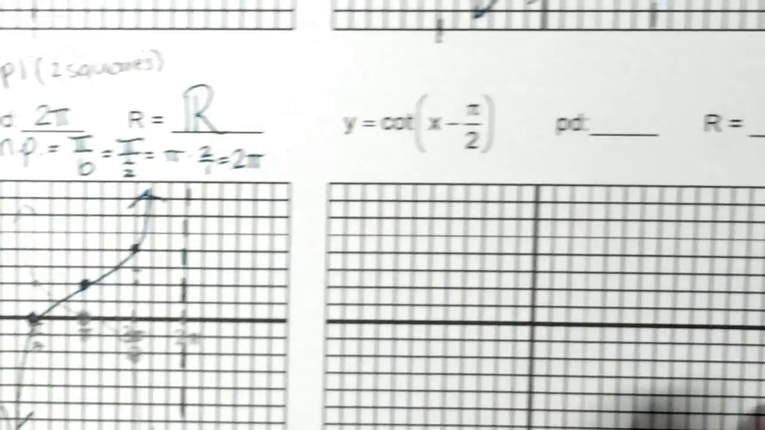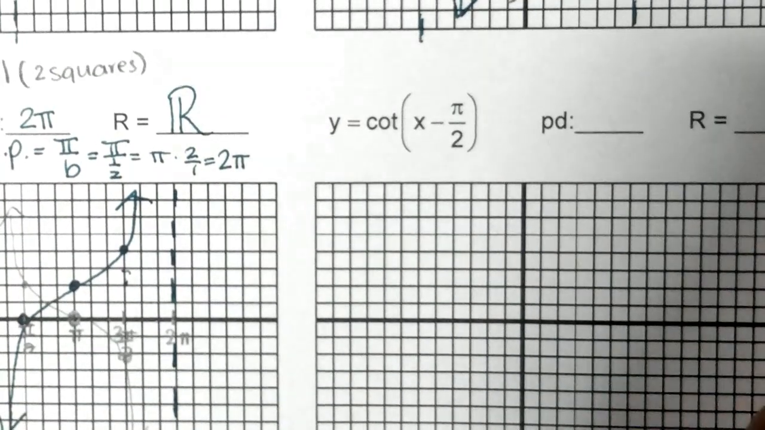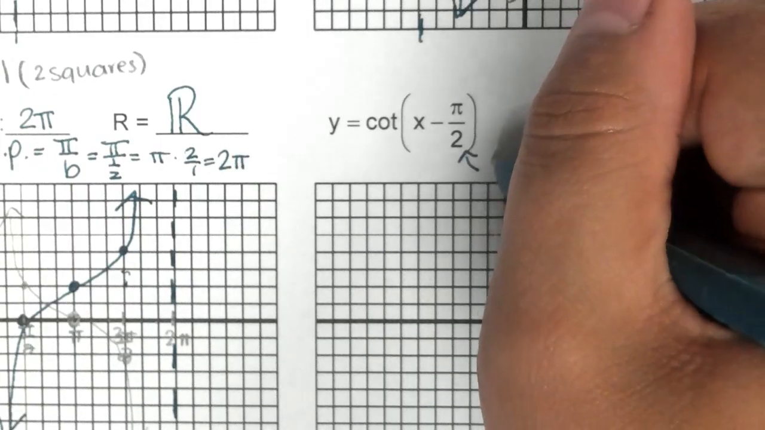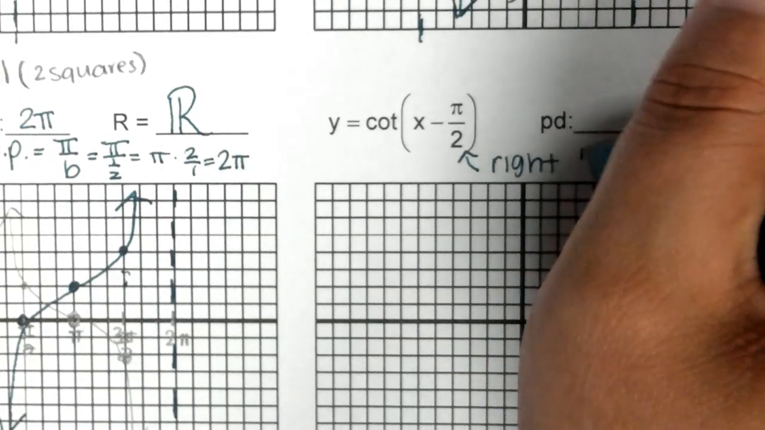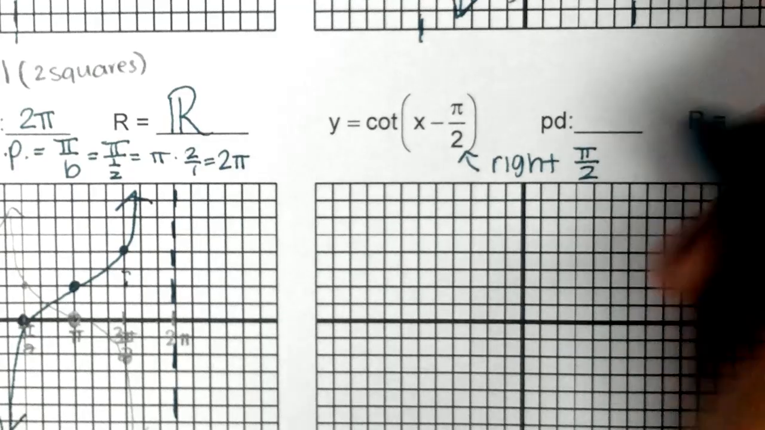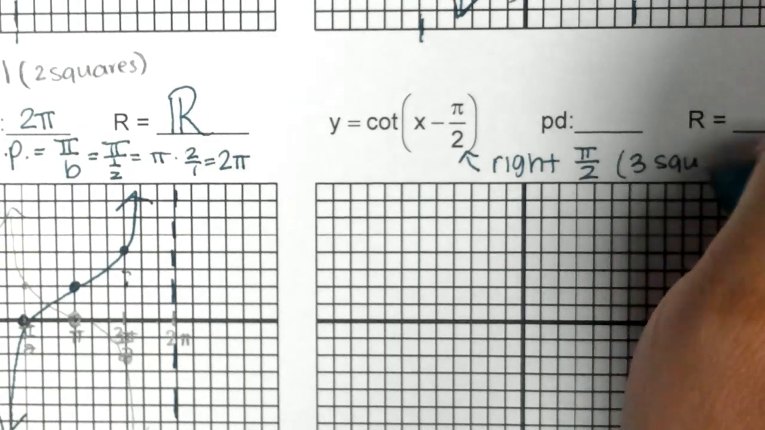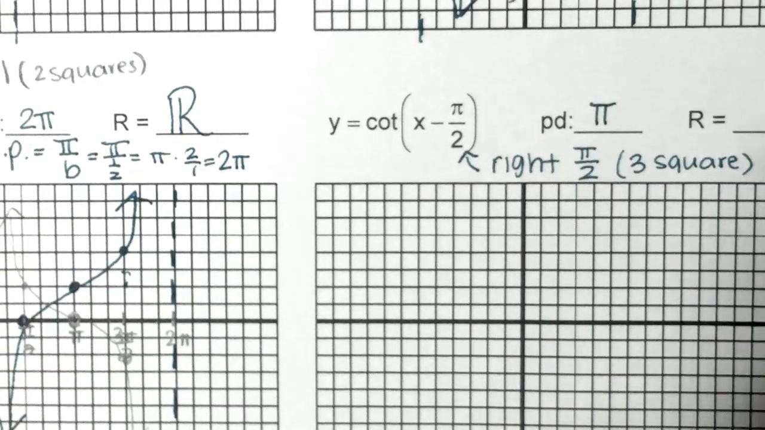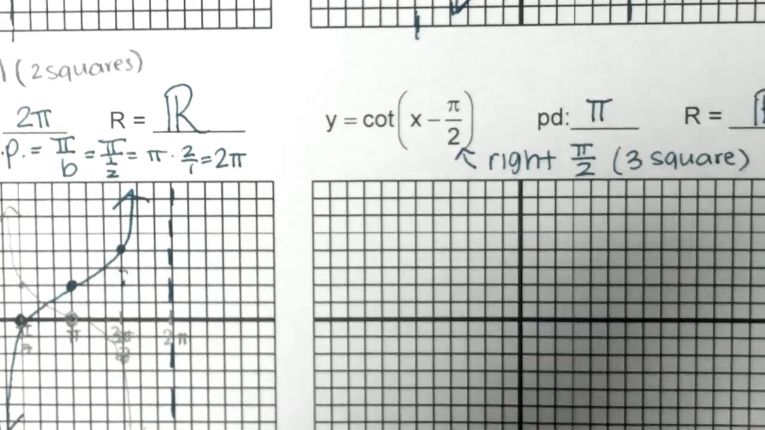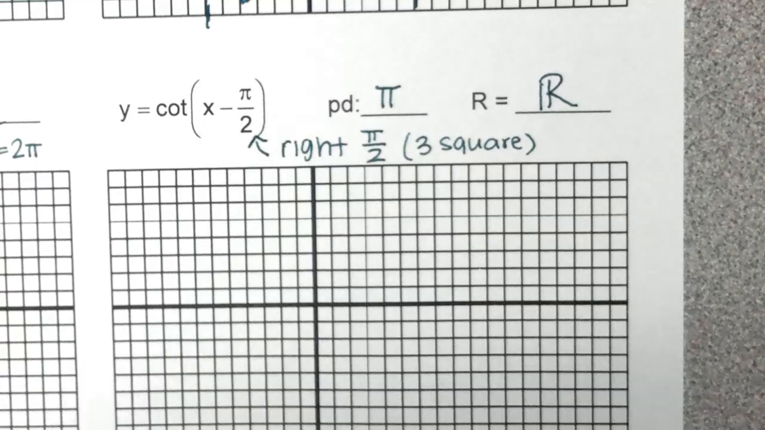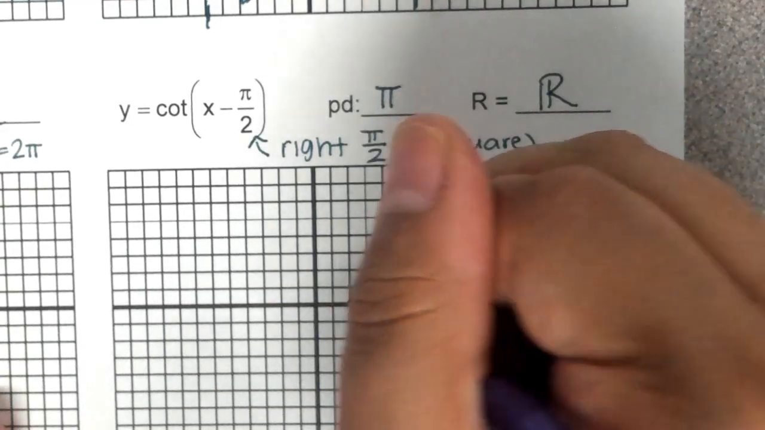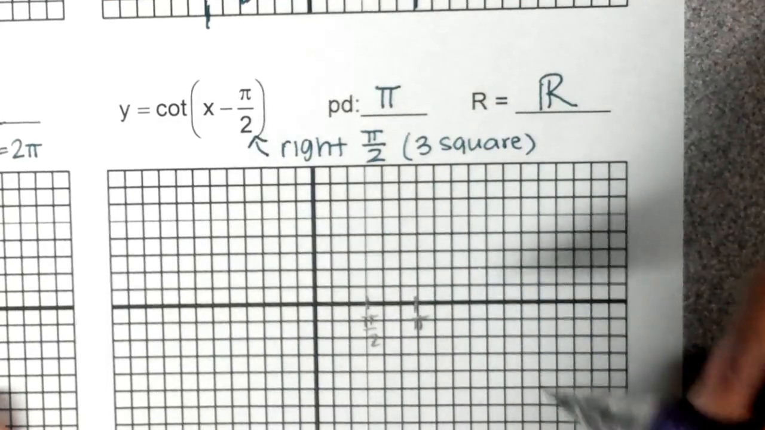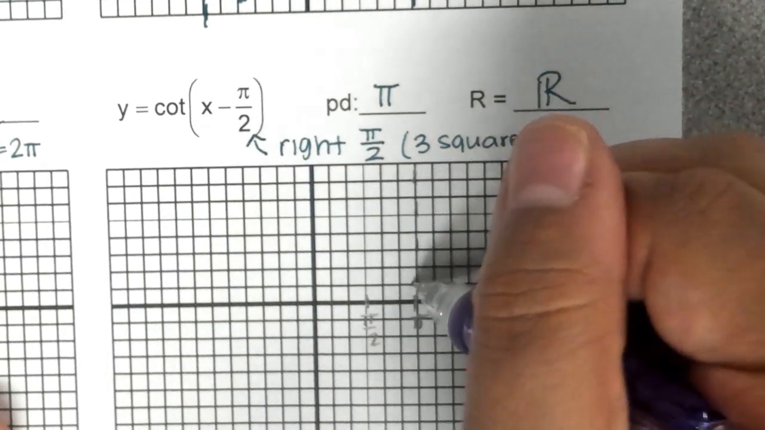All right, last one. Last one has no A, no B. It's super nice because all I'm going to do is shift right pi over 2. And remember, that's 3 squares. There's no B value, so my period is just pi, and I'm going to go ahead and fill out the range because we know it's cotangent. It's going to be all real numbers. 1, 2, 3, pi over 2, 1, 2, 3, pi. I'm going to really quickly, lightly graph the parent function.